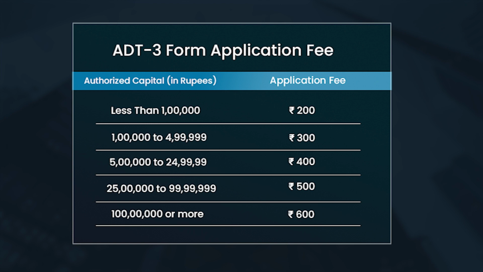If the authorized capital ranges from 5 lakhs to 25 lakhs, the fee will be rupees 400. Lastly, for authorized capital between 25 lakhs and 1 crore, fees will be 500. For all companies with authorized capital greater than 1 crore, the filing fee will be 600.